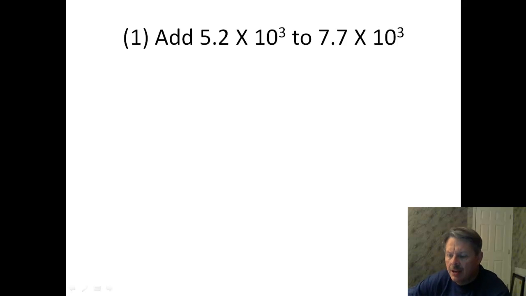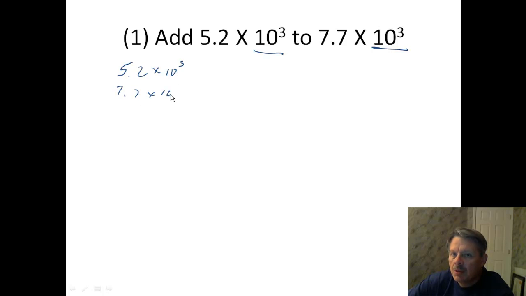So the first one is you're adding 5.2 times 10 to the third to 7.7 times 10 to the third. So you'll notice that the two exponents are the same. Since the two exponents are the same, you can just immediately add these without worrying about anything. Okay, so we're going to take the 5.2 times 10 to the third and the 7.7 times 10 to the third. That'll give us an answer times 10 to the third, because when you add, your exponents have to be the same. And so this is going to be a 12.9.